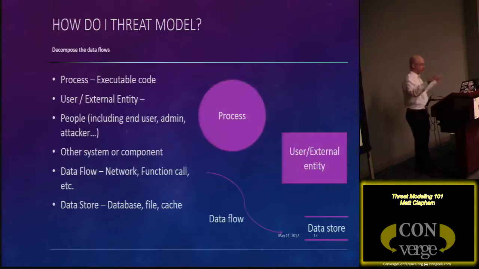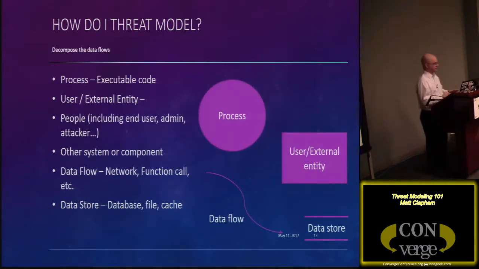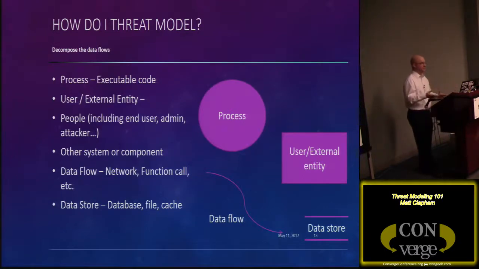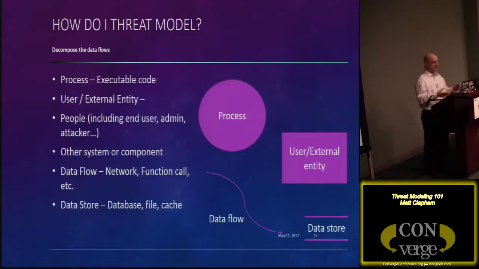So we've gone over a high-level process, but what can you do to actually threat model? Well, first, I'm going to decompose the processes down into a data flow diagram. Because a process is effectively executable code when you think of it from a software perspective. We're going to want to identify each of these objects here, right? We're going to have processes.